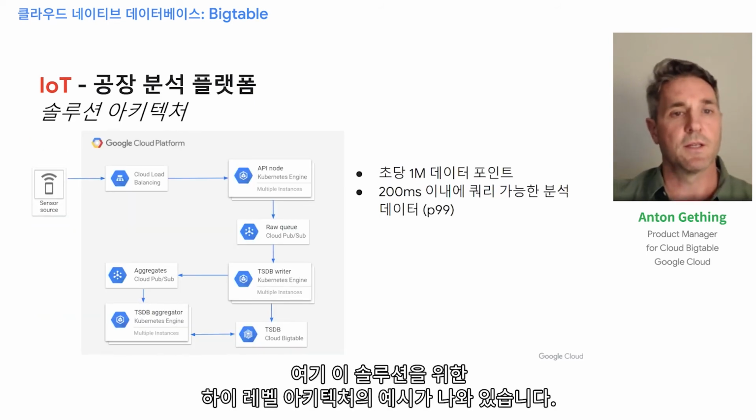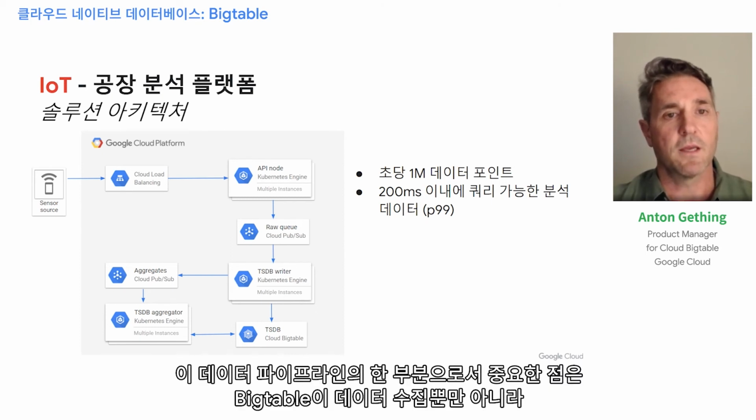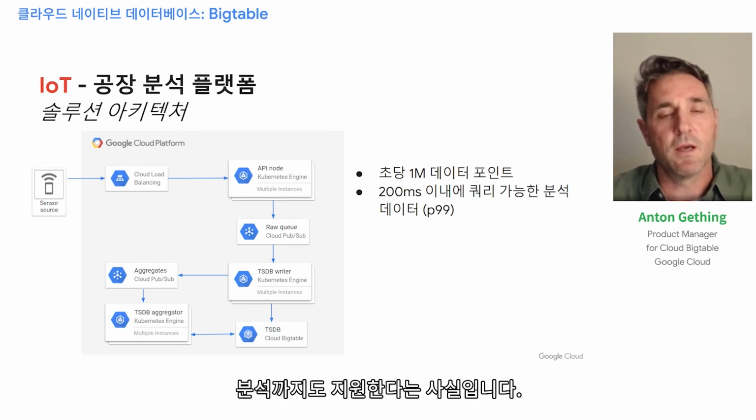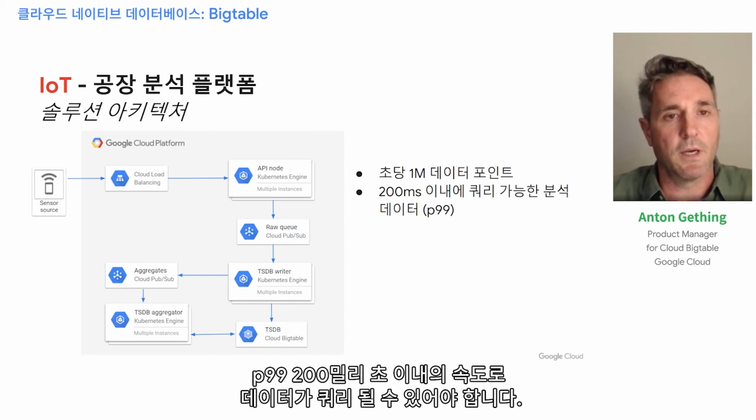Here you can see an example of the high-level architecture for this solution. This solution is currently managing 1 million data points per second. And I think importantly, as part of this data pipeline, Bigtable is supporting not only the data ingestion, but then too, on top of that, the analysis, where once analysis has happened, the data needs to be queryable within 200 milliseconds at P99 in order to support the predictive algorithms required for the predictive maintenance that this customer needs in their application.